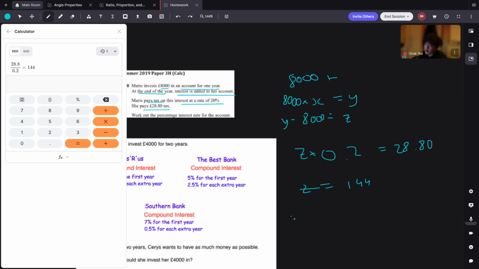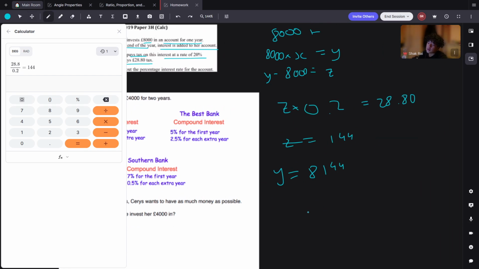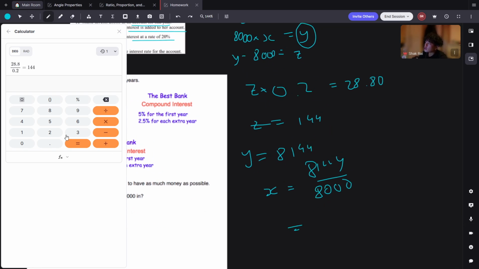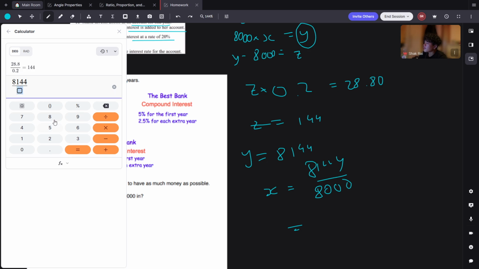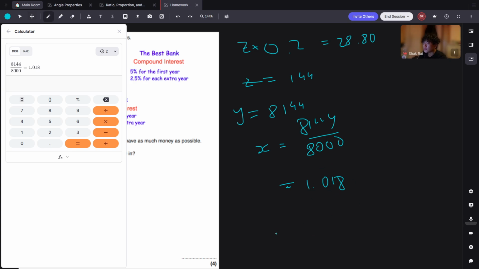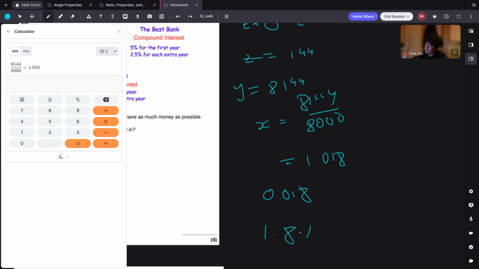So Z equals 144. So Y equals 8,000 plus 144, so 8,144. And then 8,000 multiplied by something. So X equals, because Y equals this, 8,144 divided by 8,000, which equals 1.018. So the interest, because 0.018 is the same as, what is that? 1.8%. And that's it.